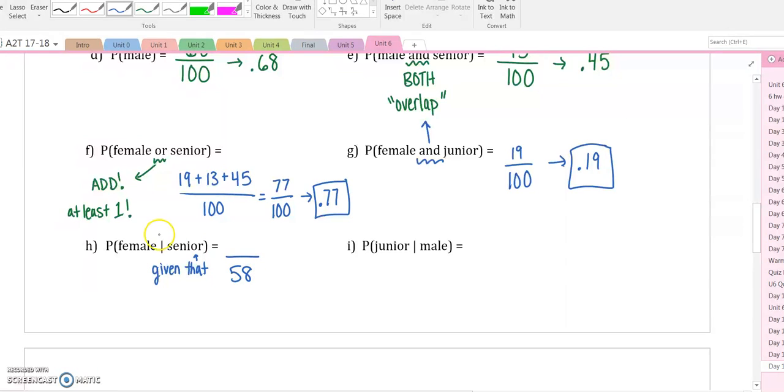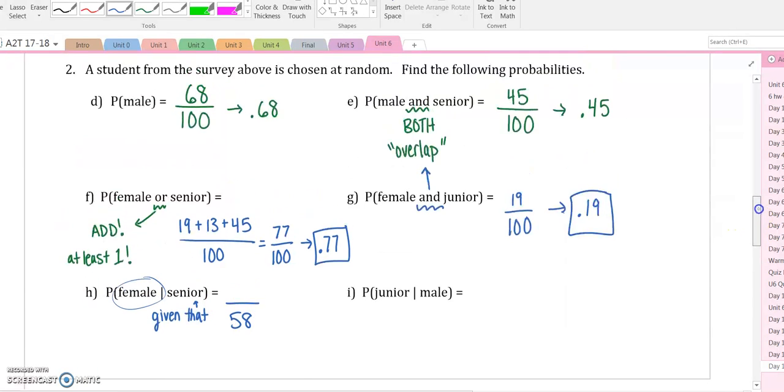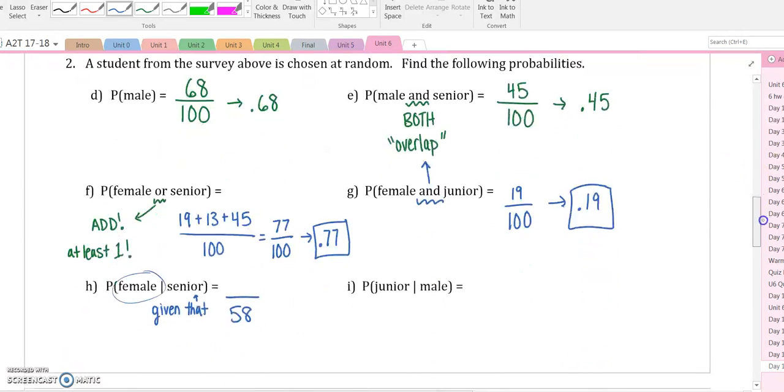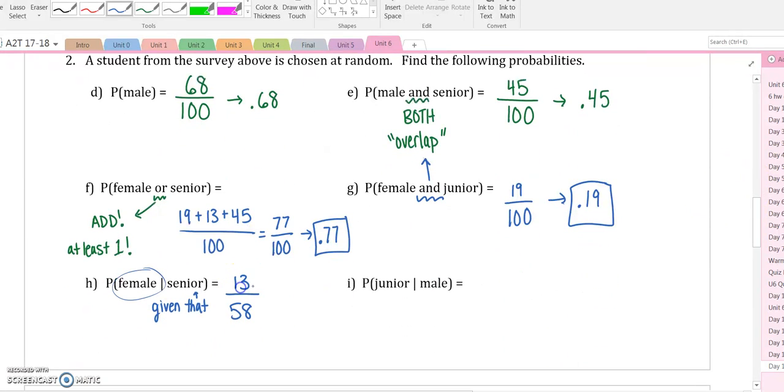And of those seniors, I want to know how many are female. So I would say, all right, female, that's 13 of those 58. So I'd put 13 over 58. And I could get the decimal, or I could just leave it, up to you. So basically what this line means is given that, and it means put the seniors on the bottom. So change your denominator.